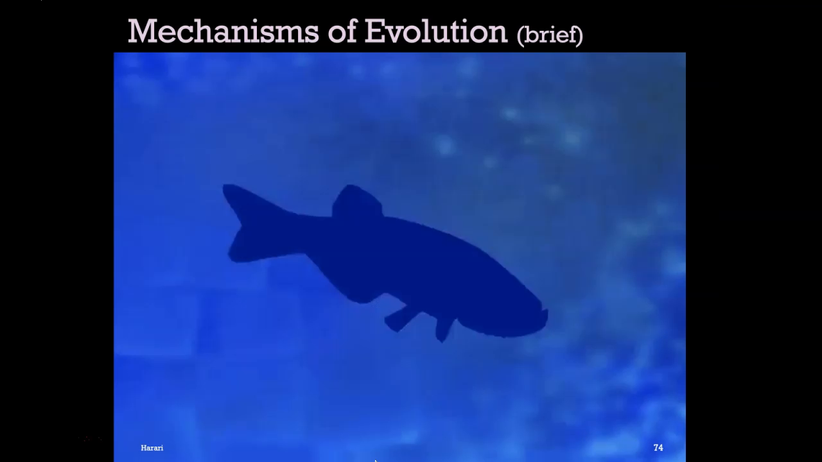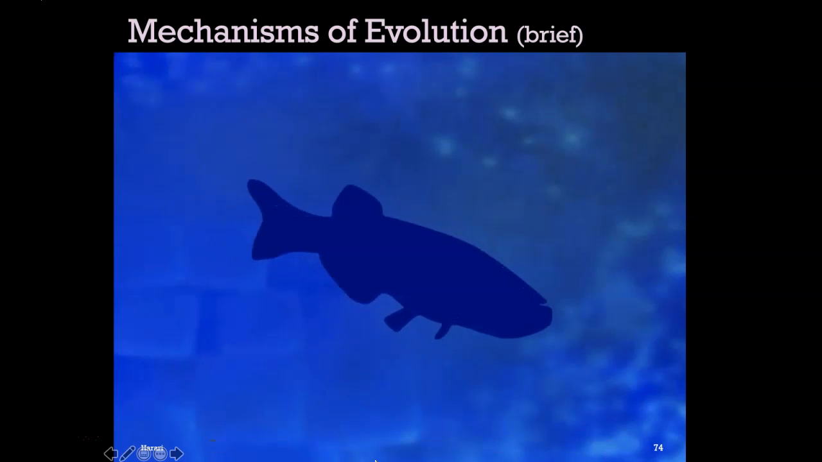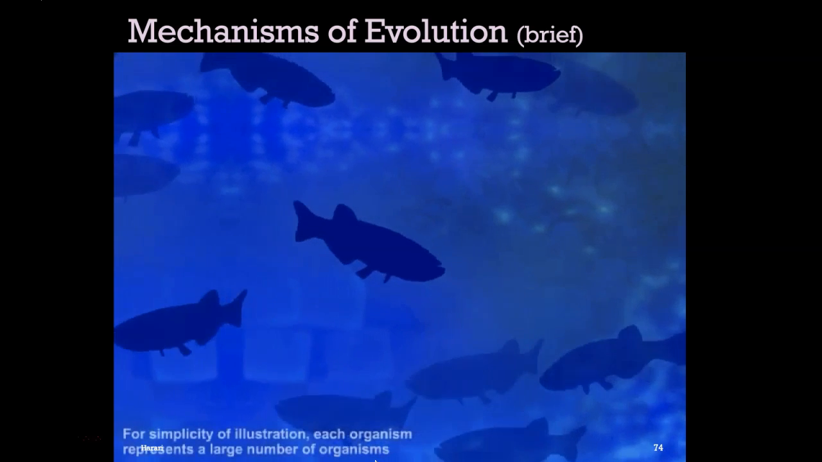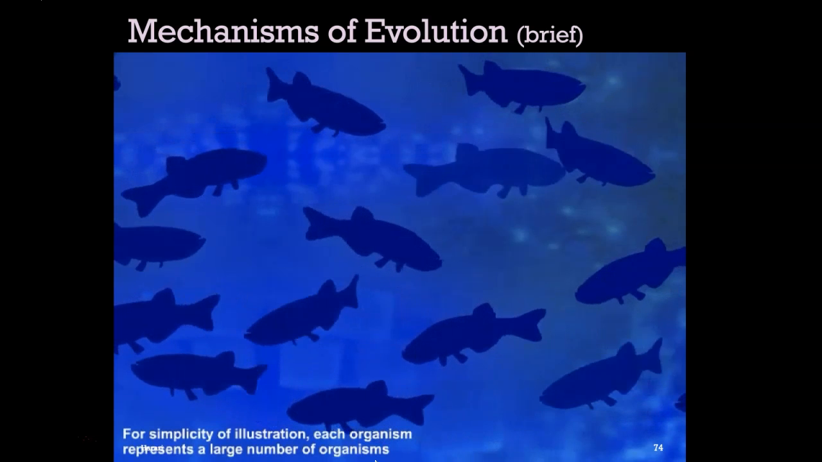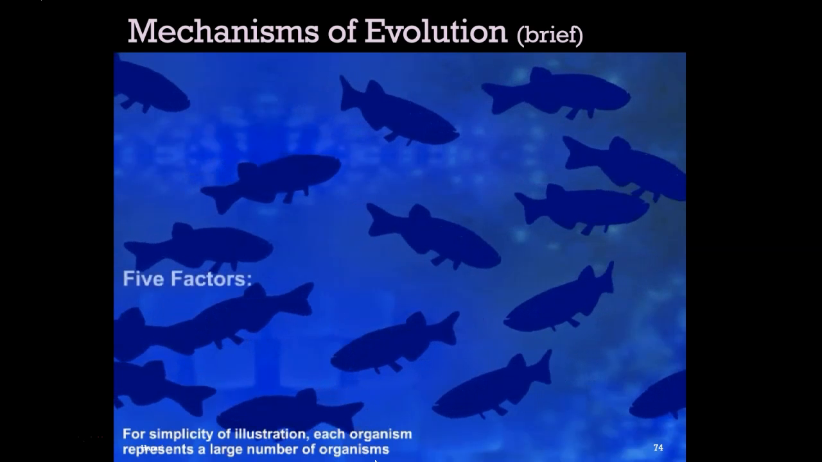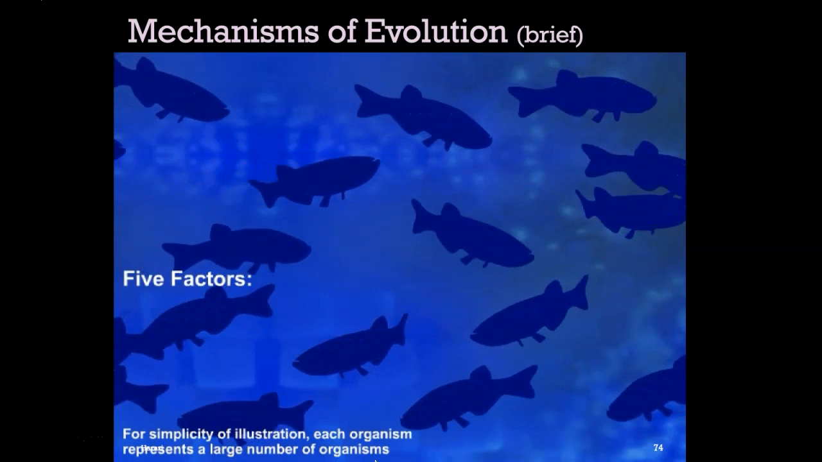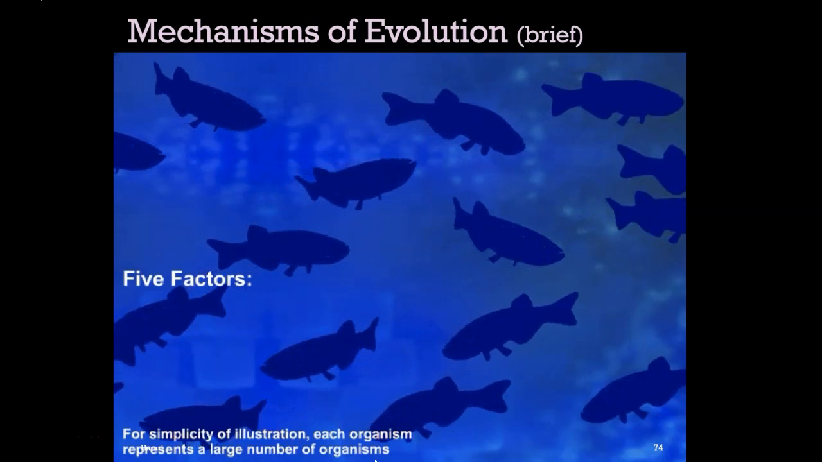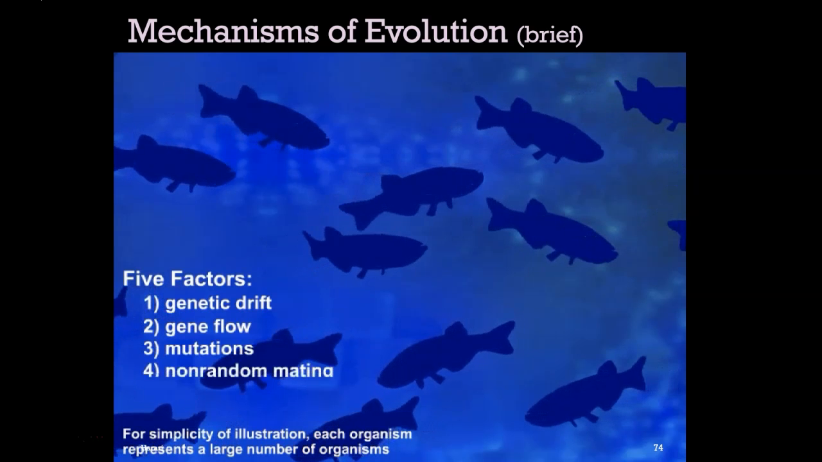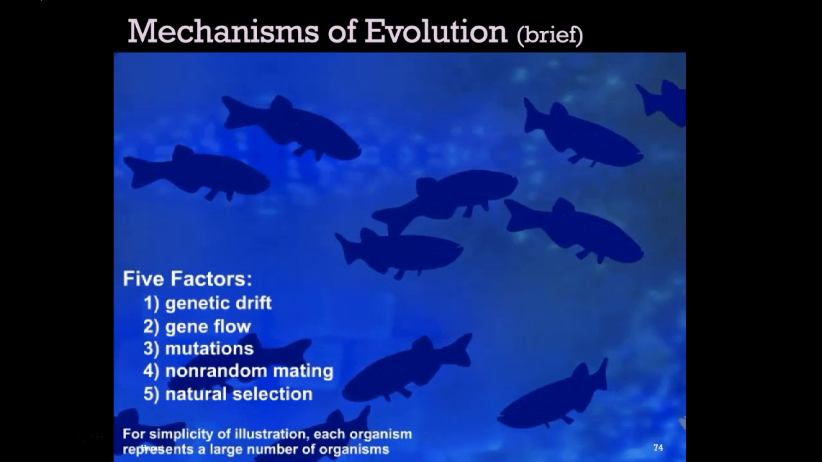So let's watch this brief video to overview all the different mechanisms of evolution. Evolution is a change in a population's alleles and genotypes from generation to generation. Consequently, evolution must be considered at the population level rather than at the level of the individual organism. There are 5 factors that alter the proportion of homozygotes and heterozygotes in a population: genetic drift, gene flow, mutations, non-random mating, and natural selection.